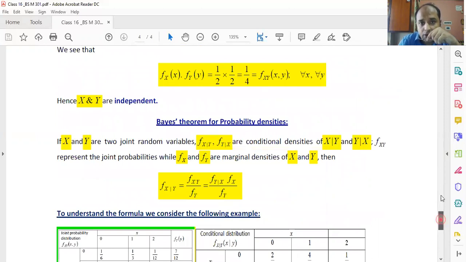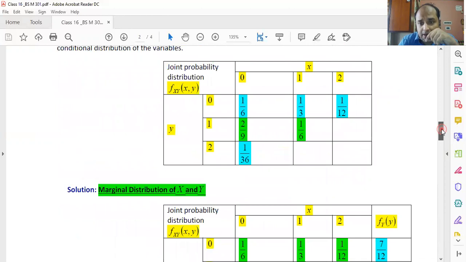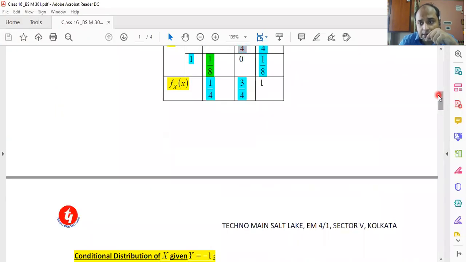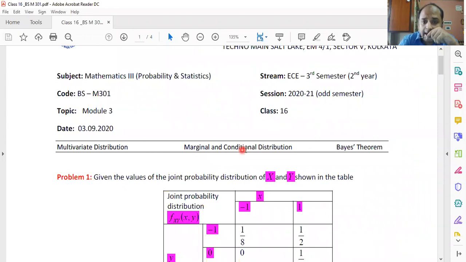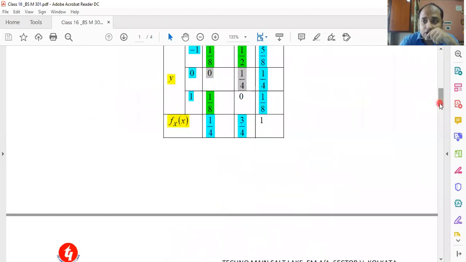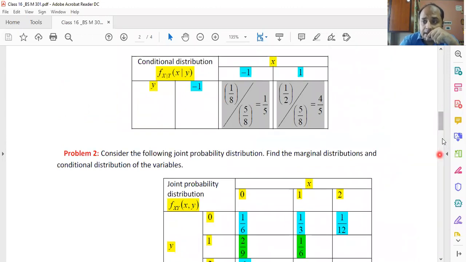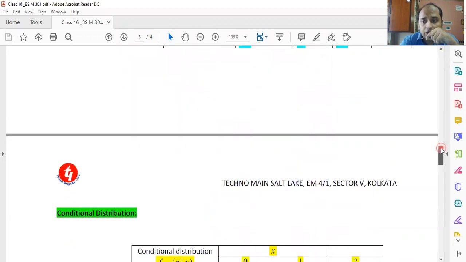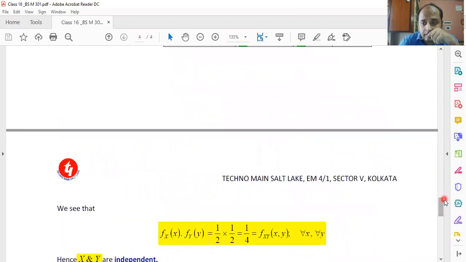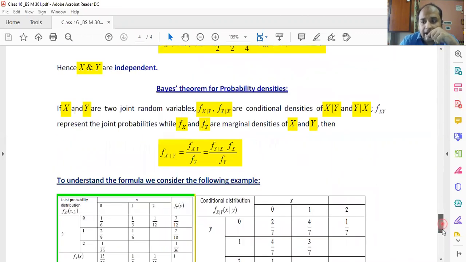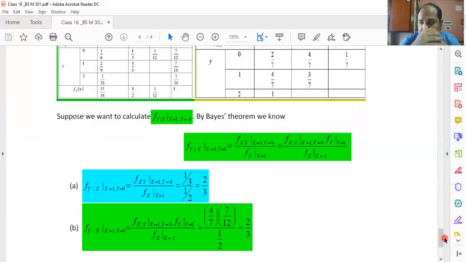So in today's class we have learned three important parts. One is how to apply the concept of marginal and conditional distribution for discrete random variables, and what is the difference between the definition of independence of random variables in the bivariate case and the univariate case. And also we have learned the form of Bayes theorem for the bivariate case. So with this I'm going to conclude the topics of module 3. Module 3 is finished with Bayes rule.